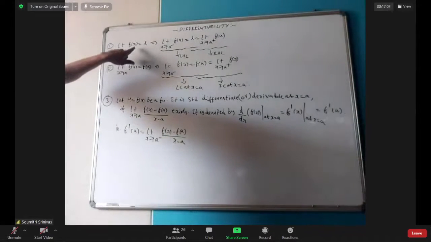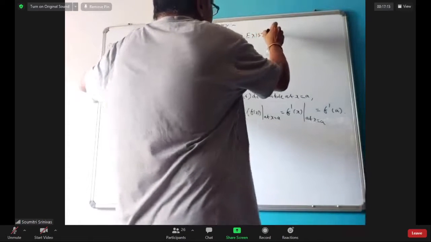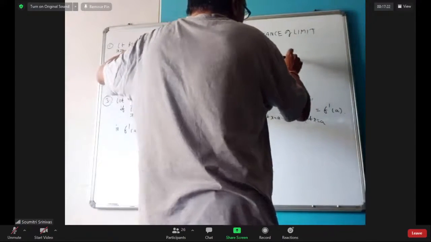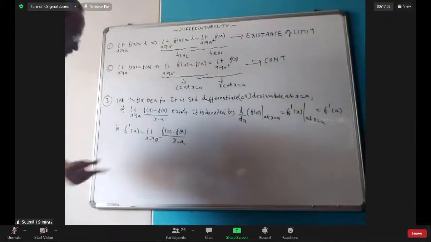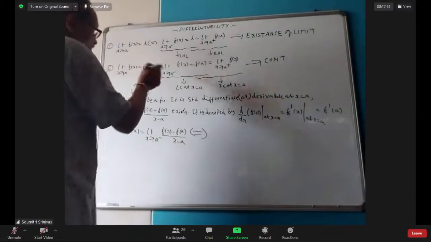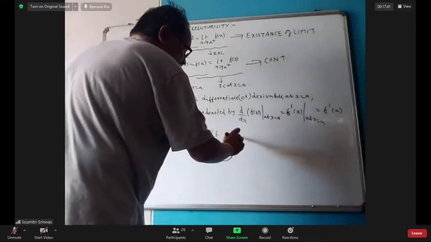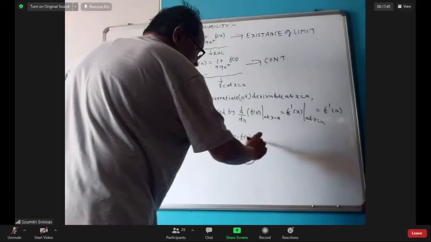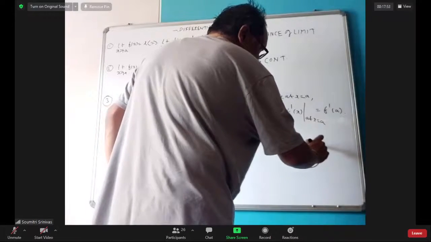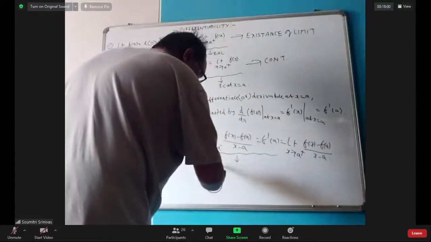Now you can clearly see this is existence of limit. This is continuity. This is for differentiation. This is implies and implied by. Here also implies and implied by. Tell me what will be this? Limit x tends to a minus of (f(x) minus f(a)) by (x minus a), f dash a. Limit x tends to a plus of (f(x) minus f(a)) by (x minus a). If only left one happens, the function is said to be left differentiable.